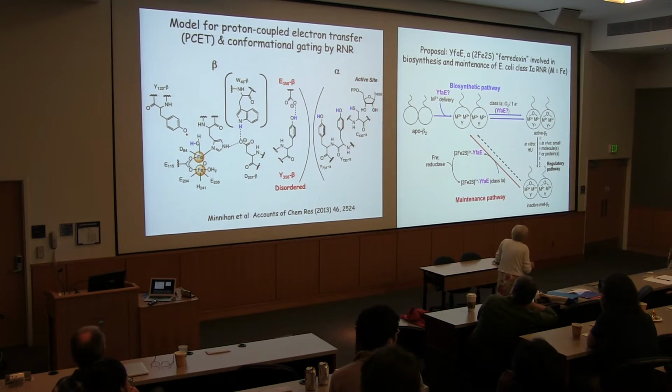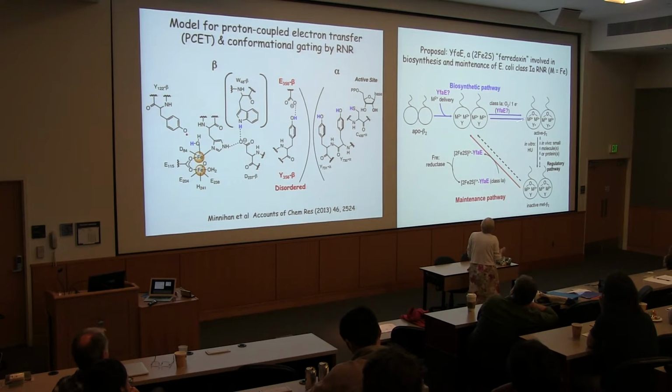We need a reducing equivalent and oxygen from the in vitro studies. We need that in vivo. And I'm going to show you we discovered a protein, YFAE, that I think can deliver the reducing equivalent. It absolutely can. Whether it delivers the iron or not, I think iron-sulfur clusters could actually deliver iron, but that's debated. Then what happens inside the cell?